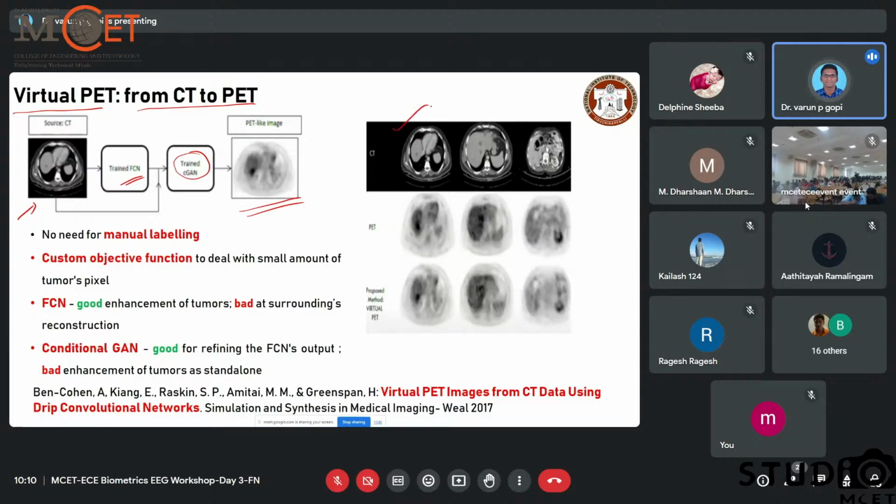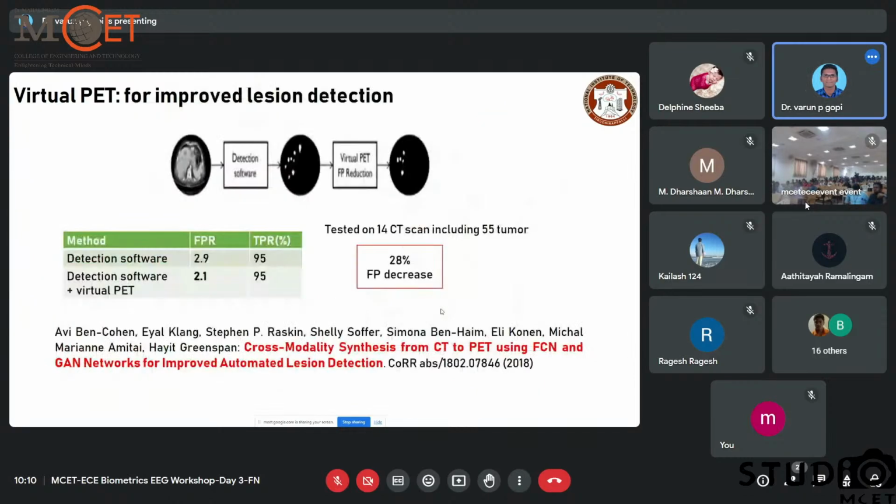Here you can see the CT images and the PET images, and this is the PET image obtained using that conversion, that means CT to PET. You can compare these two. This is the original one, this is the generated one. This is also the original one, generated one, original one, generated one. There is not much difference. So using this, you can go for generation of PET from CT. That means you can develop data of one modality using another modality.